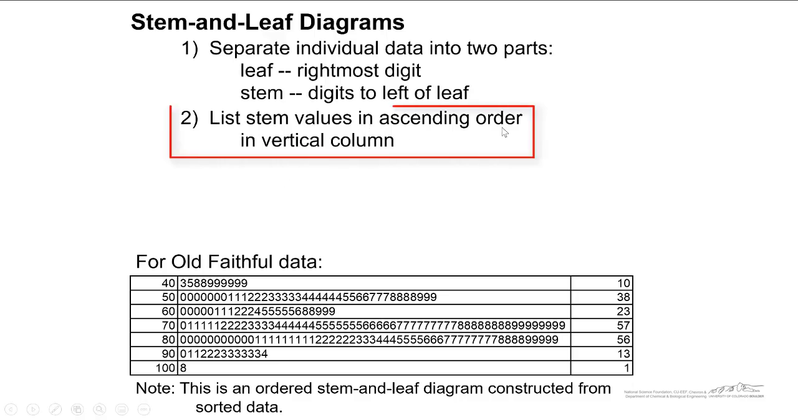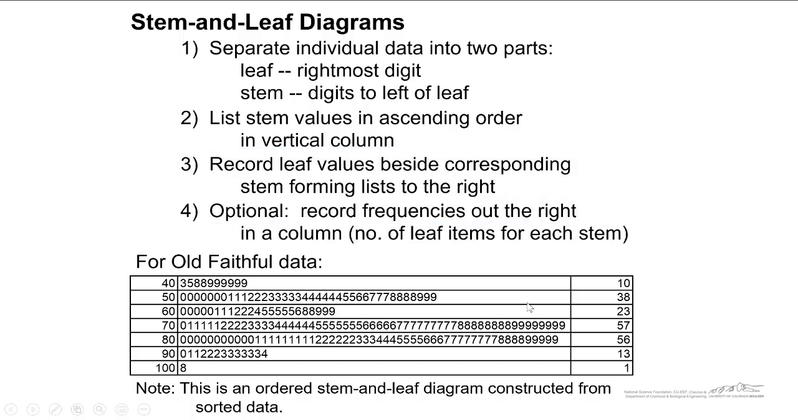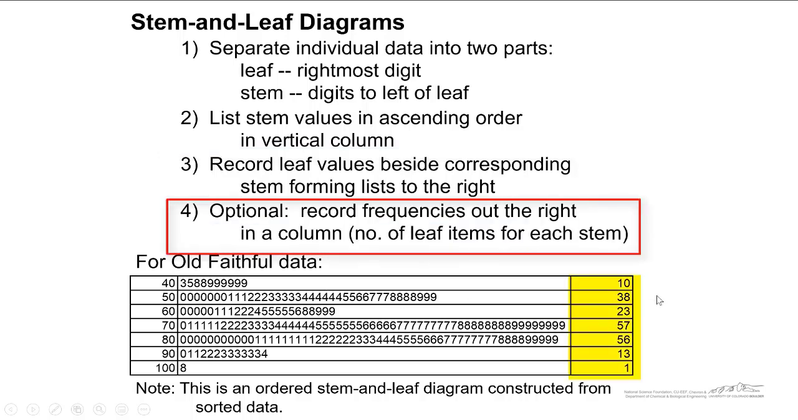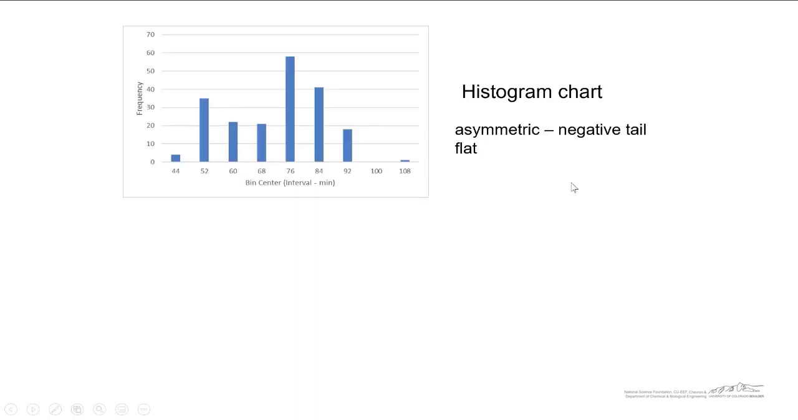We list the stem values in ascending order in a vertical column. We record the leaf values beside the corresponding stem, forming lists to the right. And optionally, over here on the right, we can record the frequencies in the column. This is just the number of leaf items for each stem. So essentially, it's just a histogram turned on its side.